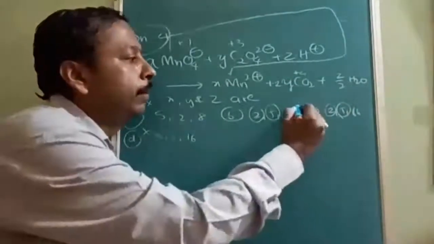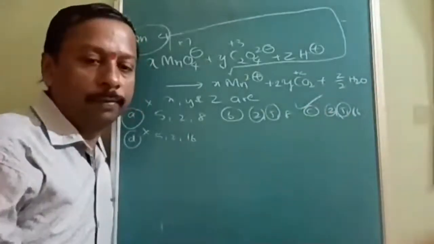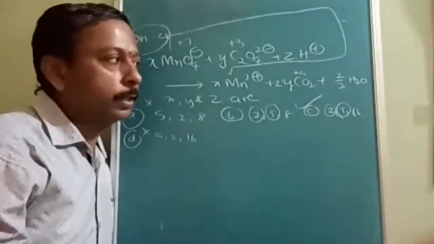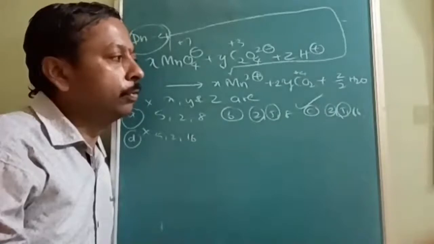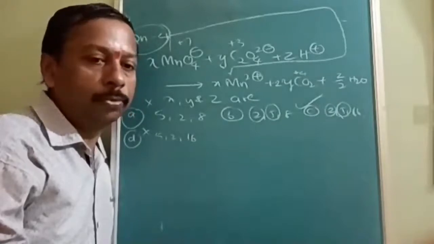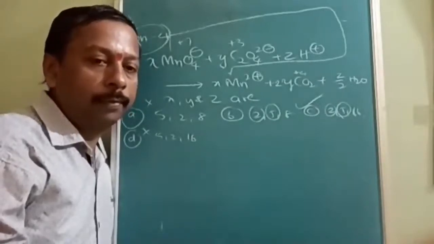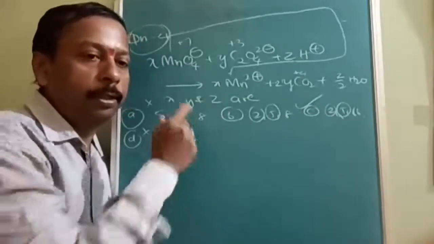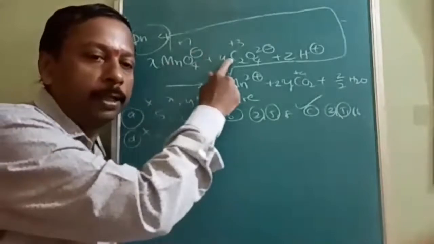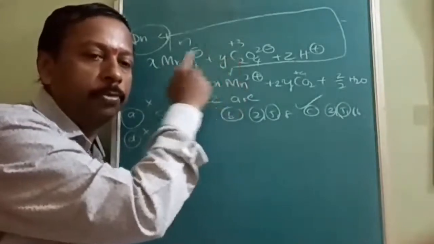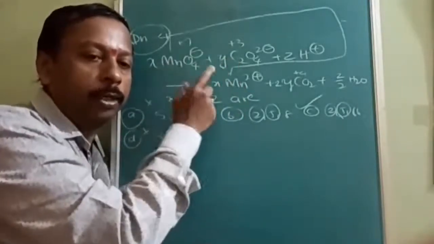On simplifying, what answer will we get? 2, 5, and 16. X is equal to 2, Y is equal to 5, and Z is equal to 16. How to calculate without any balancing, is it understood? Crisscross method. If it changes by 5, you write that 5 here. If it changes by 2, you write 2 here. So 2 and 5 are confirmed.